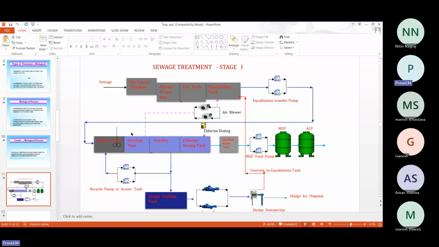We are recirculating the sludge from the secondary clarifier to this tank. You can see here, from the clarifier, sludge will go to the anoxic tank. That's why oxygen will be lesser, because bacteria will consume whatever oxygen is present in the anoxic tank, and this is the anoxic condition. So anoxic condition means the DO level will be less than 0.5 mg per liter.